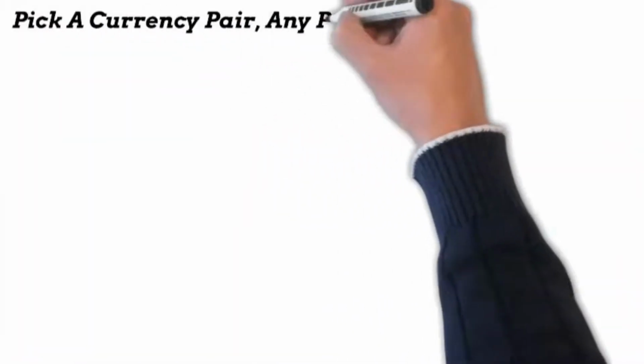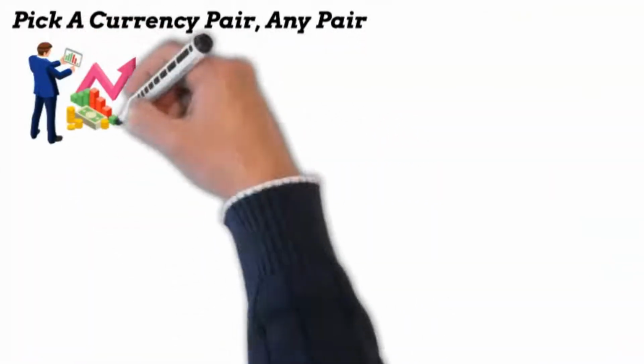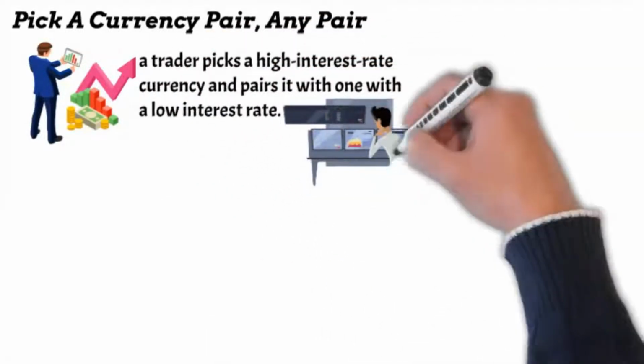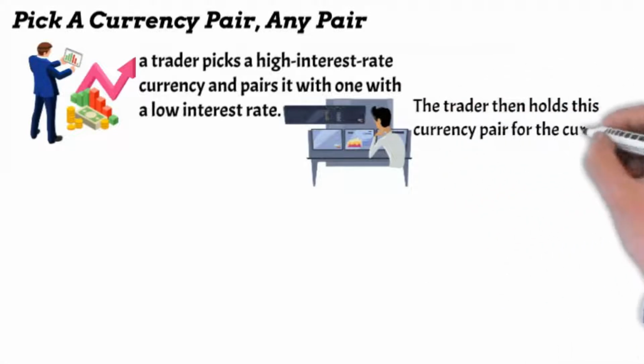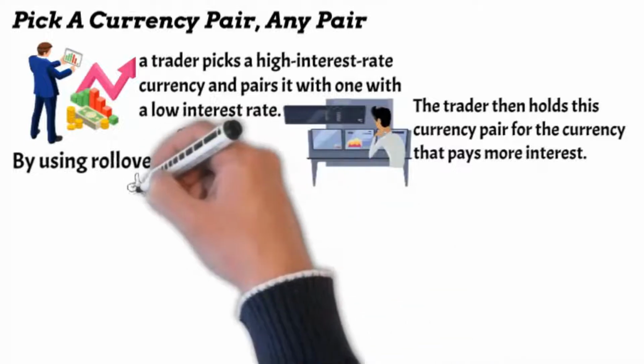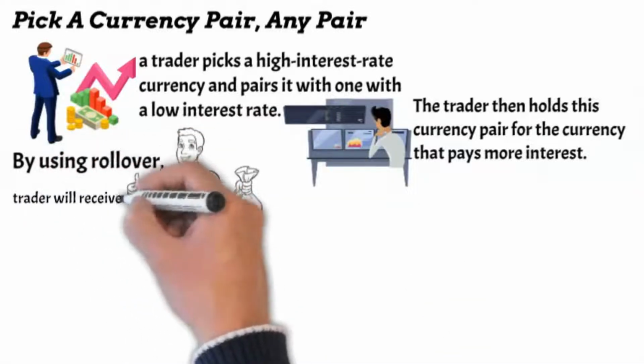Pick a currency pair, any pair. In carry trading, a trader picks a high interest rate currency and pairs it with one with a low interest rate. The trader then holds this currency pair for the currency that pays more interest. By using rollover, the trader will receive daily payments based on the interest rate differential.